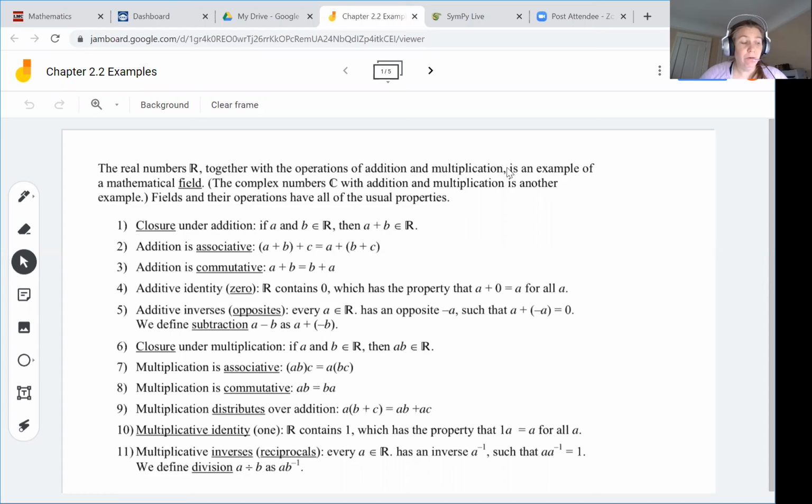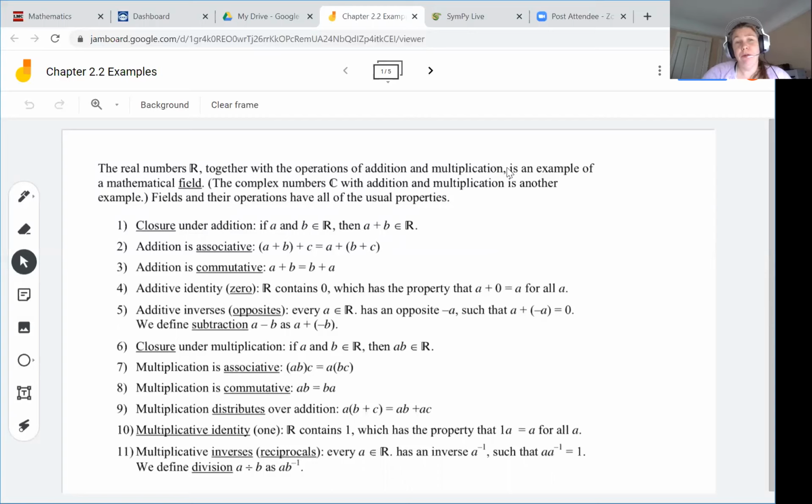We are going to know which properties of fields do not hold for matrices and which properties of fields do hold for matrices. And we are also going to learn in the next set of videos how to find the transpose of a matrix and know the properties of the transpose.